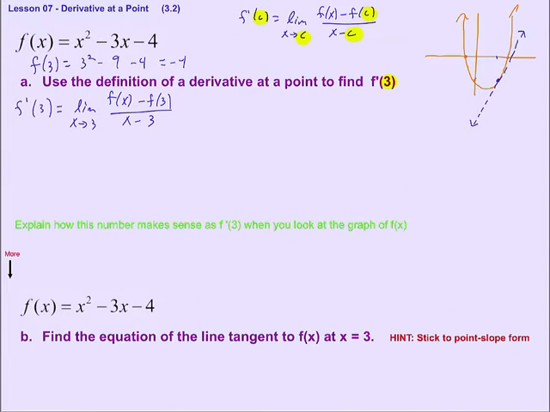We do need to do a little bit of substituting in. So f of x we know is x squared minus 3x minus 4. And we just figured out that f of 3 was negative 4. So we'll subtract that at the end. And it shouldn't come as a surprise, really, that we get this x minus 3 in the denominator, which we know is going to give us trouble if we're trying to take the limit as x approaches 3, but we kind of already knew that was going to happen.